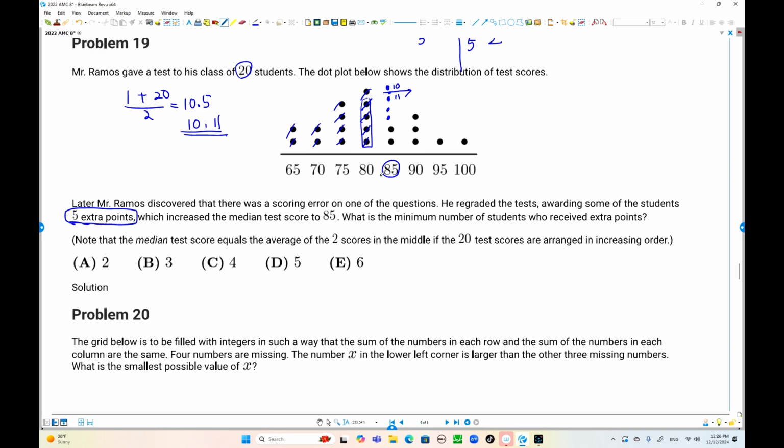Okay. If we have 3 over here, only 3 points move to the right. 1, 2, 3. The 10th belongs over here. The 11th belongs to what? 85. The median is what? The average of these two, 10.5, right? I'm sorry, 80 plus 85 divided by 2 is what? 82.5 is the median, right? So one more point moves to the right. So that is the 10th and 11th both belong to 85, okay?